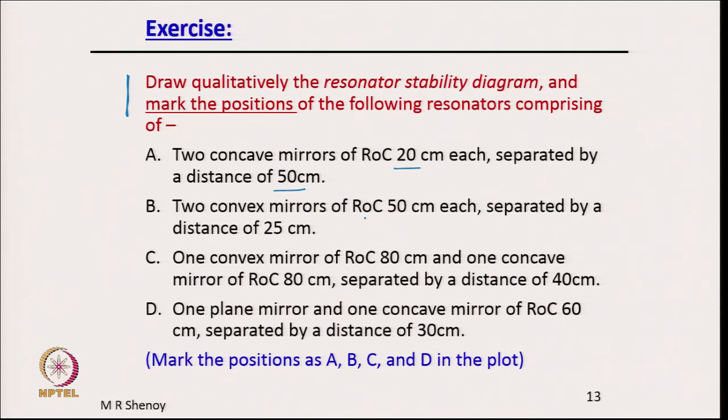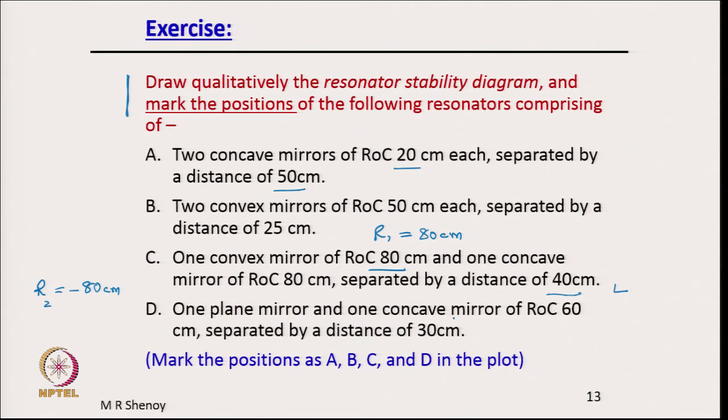B: two convex mirrors of 50 centimeter each separated by 25 centimeter. C: one convex mirror of ROC 80 centimeter and one concave mirror of ROC 80 centimeter. Remember, once it says one concave mirror of ROC 80 centimeter, immediately we have to write R2 is equal to minus 80 centimeter, separated by a distance of 40 centimeter. This is L. So, this is R1, the convex mirror, so it is positive 80 centimeter.